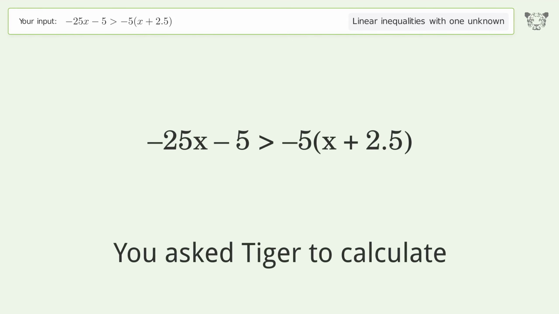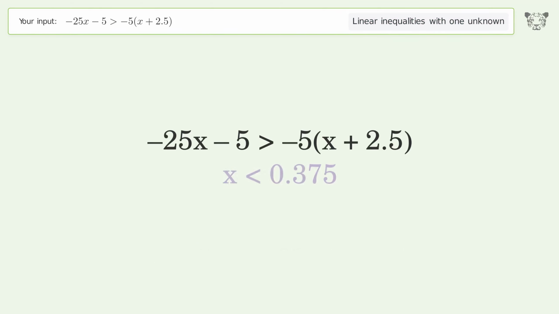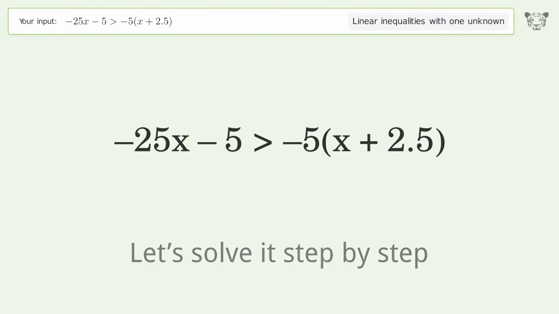You ask Tiger to calculate. This deals with linear inequalities with one unknown. The final result is x smaller than 0.375. Let's solve it step by step.